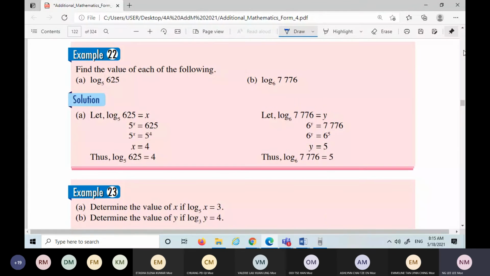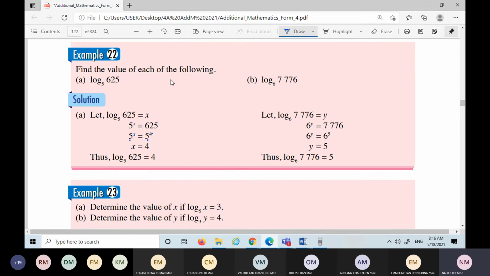I don't like to use this method actually. You can use this method also, but I want to use the power law method. If you look at this method, I can go through with you also. This is the logarithmic form. It changes to index form. So 625 keep, and then 5 becomes the base, and x becomes the power. Now you have to think, 625 is 5 to the power of what? So you try and error. You find out 625 is actually 5 to the power 4. So 5 and 5 are the same base, therefore x is equal to 4. This is one way of doing it.